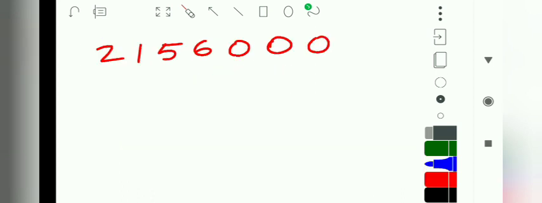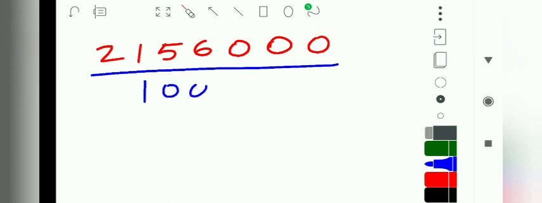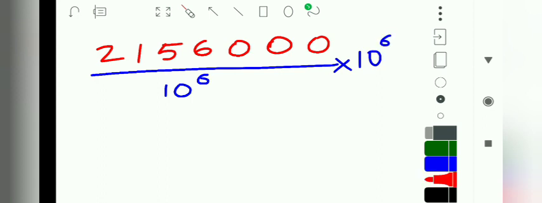Actually, the original number is 2156000, 21 lakh and 56,000. If you write it in a standard form, you have to keep only a single digit before the decimal point, and the rest of the digits will be after the decimal point. So here you have to put the decimal point after 2, and 156000 will be after the decimal point.